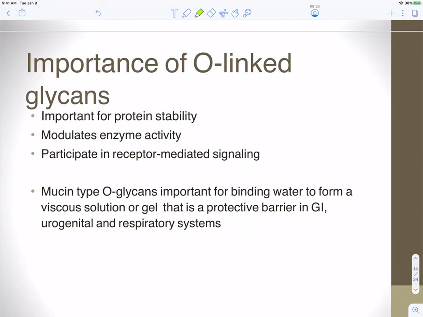Now, the importance of O-linked glycosylation is in protein stability. It also has a function with respect to the overall enzyme activity of the protein. They can also provide some level of specificity in receptor-mediated signaling. The mucin O-glycans bind to water, so they form a gel solution that is very protective. It helps to keep your normal flora bacteria from actually interacting with your cells. They are actually suspended in this solution or gel, as an example.